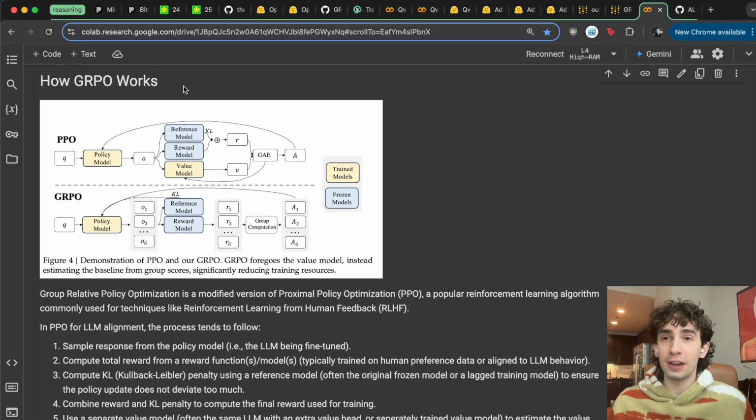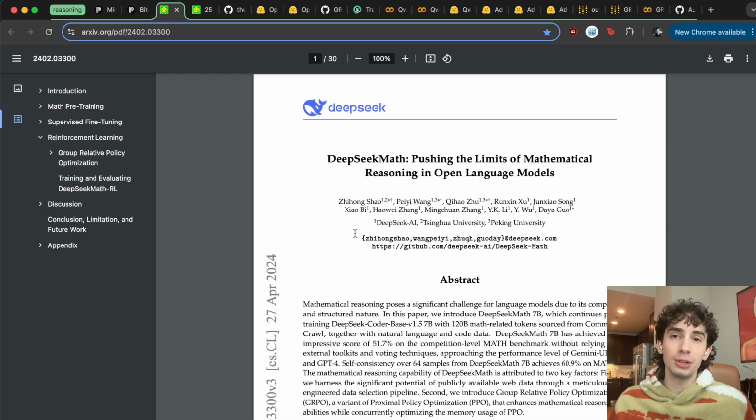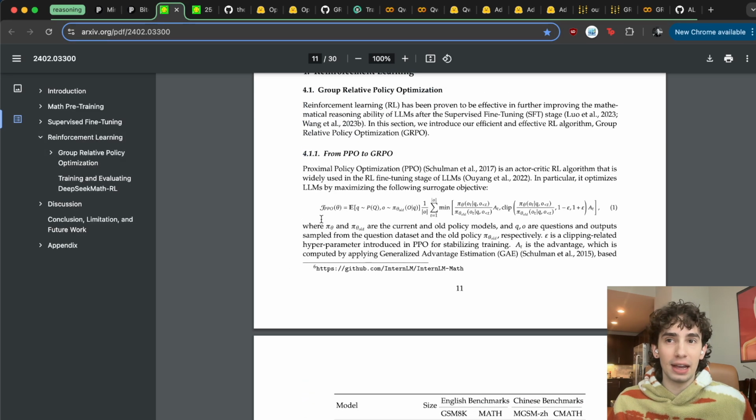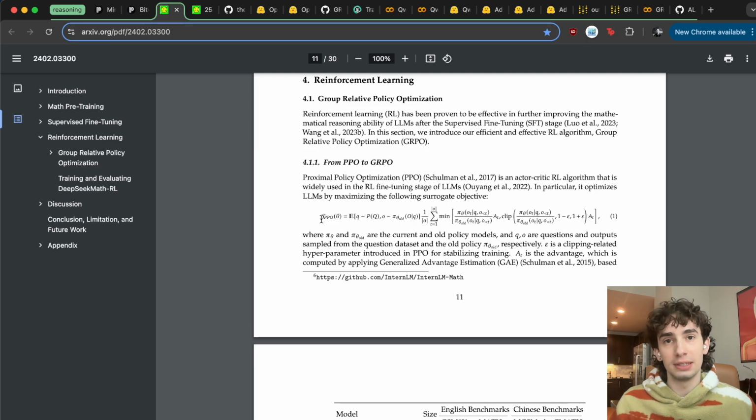The first surprising fact about it is that this algorithm has actually been around for a while. This was also introduced by DeepSeek about a year ago in April, and it came about as part of their different experimentations with reinforcement learning fine-tuning for math.